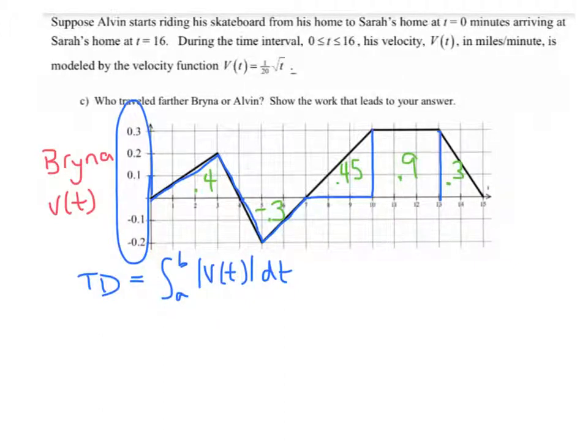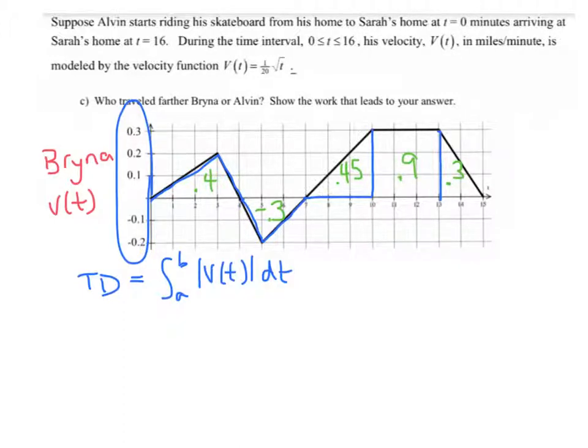Okay, so let's go ahead and compare our areas. From 0 to 4, I have a triangle of 0.4. Between 4 and 7, it's 0.3, but because it's below, I made it negative 0.3. And then from 7 to 10, it was 3 times 0.3, which was 0.9, divided by 2 is 0.45. My square there is 3 times 0.3, so 0.9. And then this other triangle, 0.3.